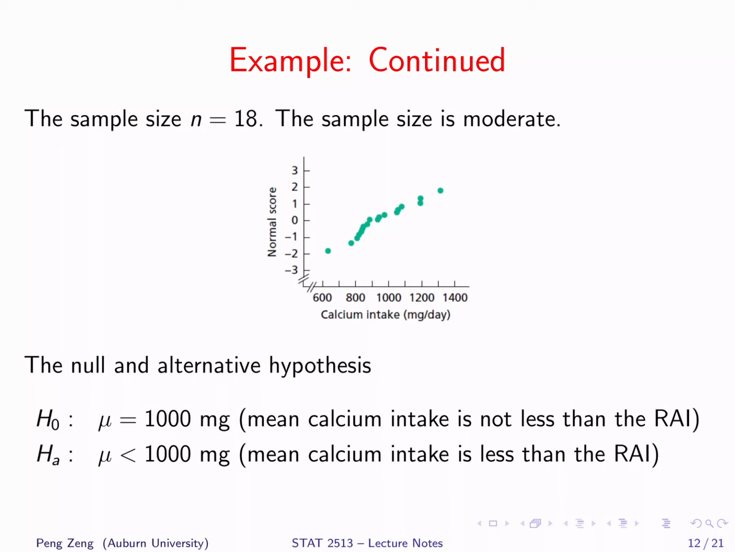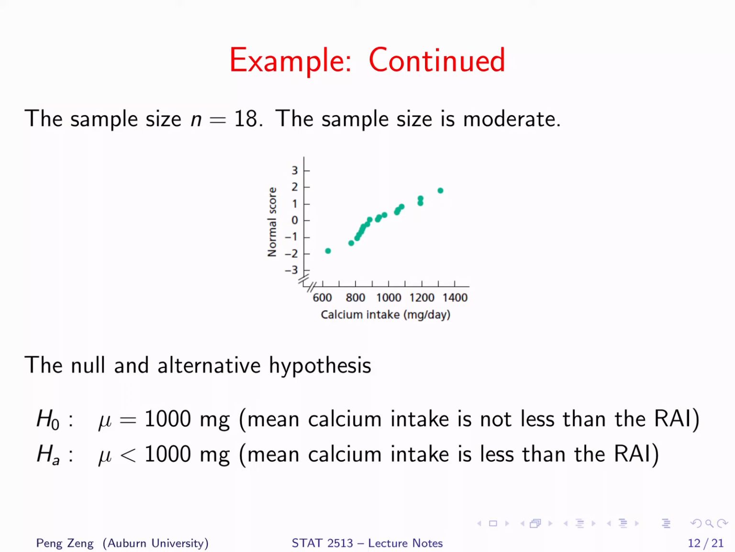The normal probability plot is shown on the slide. All points roughly fall on a straight line. Therefore, the normal assumption is satisfied. We can assume that the population distribution is normal. The null hypothesis is mu equals 1000. The alternative hypothesis is mu less than 1000.